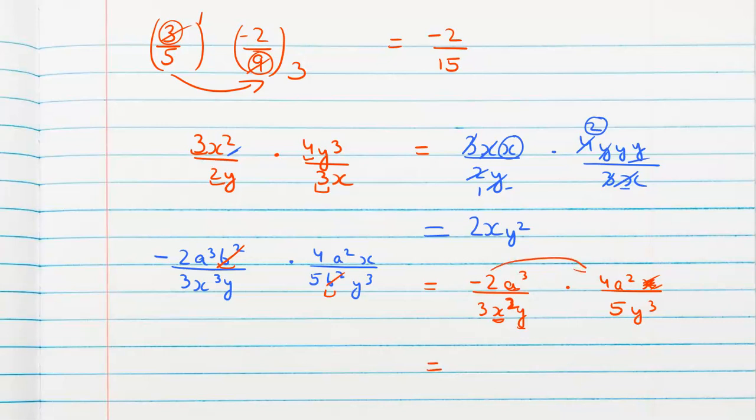We have -2 times 4, that is -8, a cubed and a squared, that multiply, we get a to the power 5, because remember, when we have the same base, this simply means a to the power of 3 plus 2, that is a to the power 5. For the denominator it will be 3 times 5, that's 15, and x squared, and again for y over here and y cubed, that becomes y to the power 4.